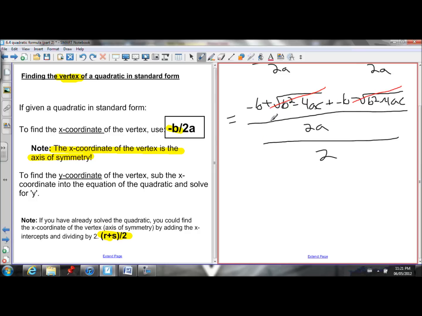Okay? What I also have, I have a negative b plus another negative b. So negative b minus b, that just gives us negative 2b. So that's all I'm left with in the numerator, negative 2b. Okay? So I was able to do that because negative b and negative b are like terms.